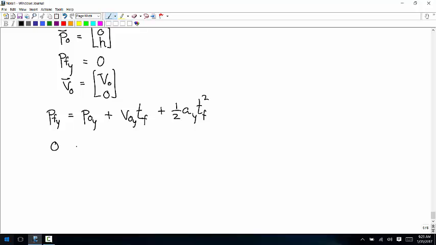So PFY is 0. P0Y is h. V0y, what's the y component of the initial velocity? 0. Minus 1/2 times 9.81, so minus 4.905 TF squared. And so TF is equal to plus or minus the square root of h over 4.905.